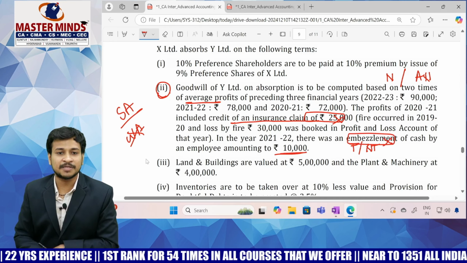And moving on to question number 5, very simple. A copy paste question from your institute material again, and this is nothing but uniformity in accounting policies. A very simple question. You just need to redraft the balance sheet. It's simple, nothing great to discuss.